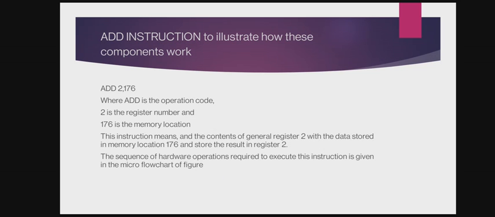Let us take an add instruction to illustrate how these components work. Add 2, 176, where add is the operation code, 2 is the register number, and 176 is the memory location. The instruction means add the contents of general register 2 with the data stored in memory location 176 and store the result in register 2.